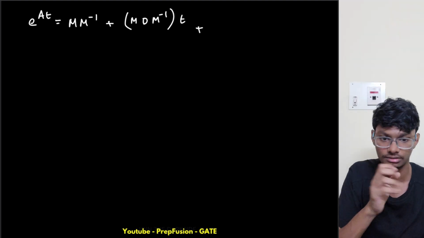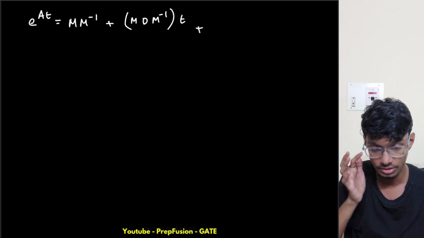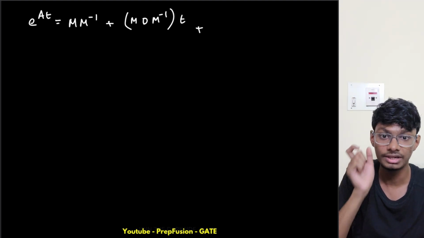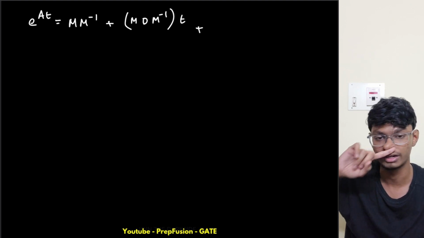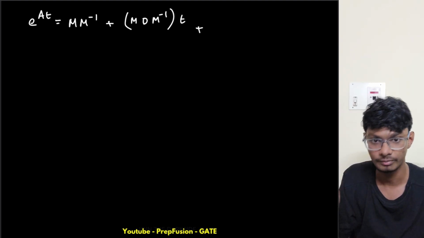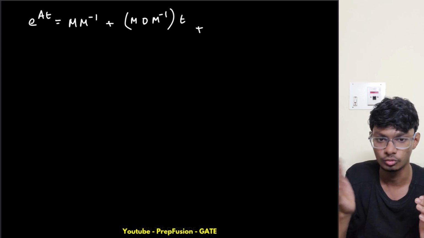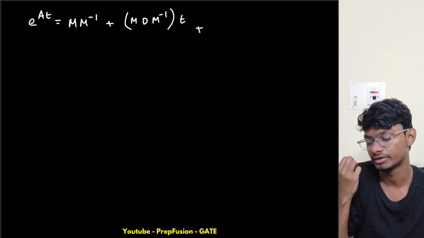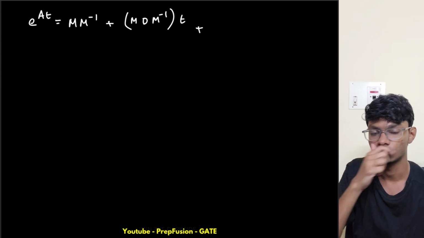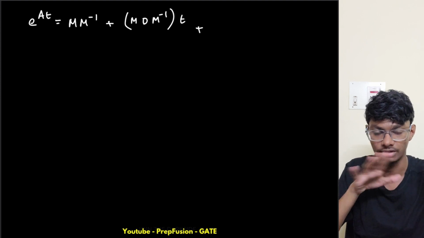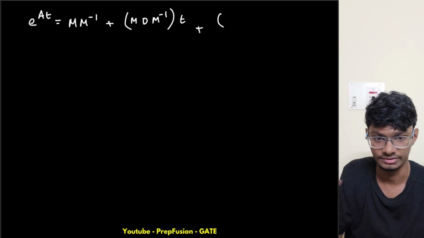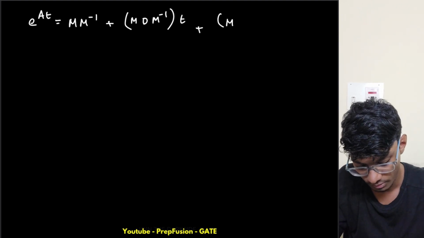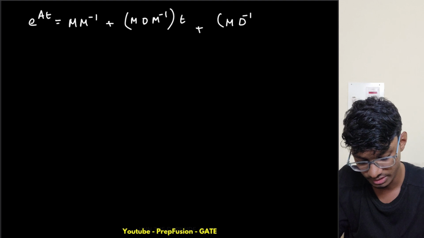Again, what will my second element become? My second element will become simply M times D squared times M inverse. Why? We have already covered this in the previous lecture. If I take the power of a matrix, only the diagonal matrix will be raised to that power and the eigenvectors will remain the same. I hope you're revising the previous lectures. So the eigenvectors remain the same.